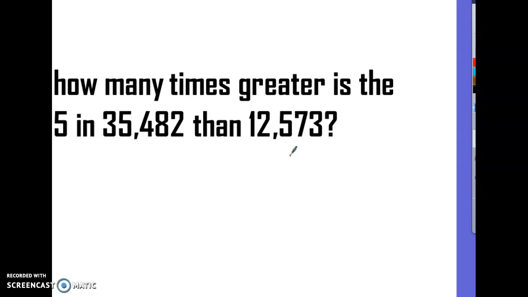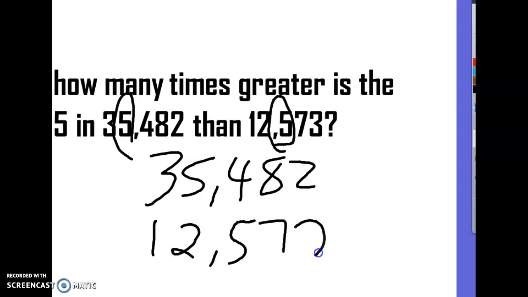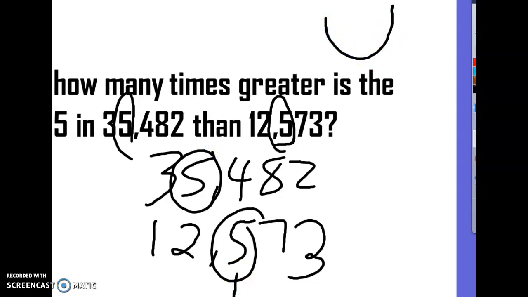All right, last question. How many times greater is the 5 in 35,482 than the 5 in 12,573? So you remember this from the beginning of the year. We're looking at our 5s, right? And we're trying to see how many loops it takes. Each loop is worth how much? Good, times 10. So how many loops does it take to get from the 5 in the hundreds to the 5 in the thousands? Let's take our loop.